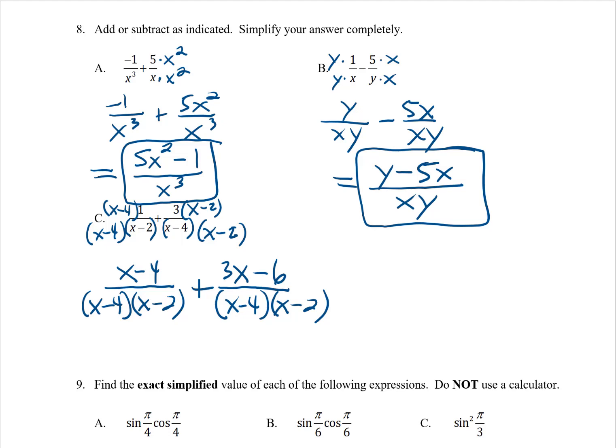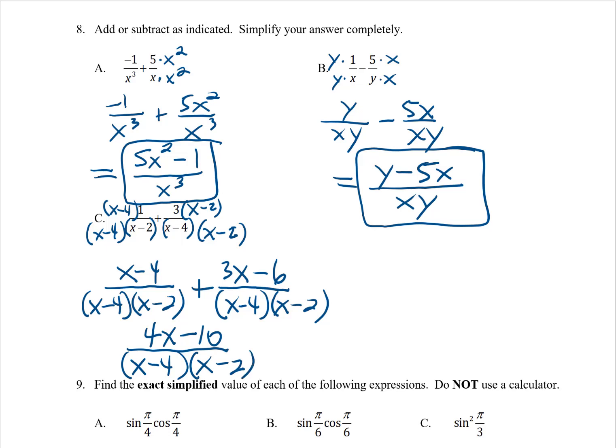So let's see, can we just do it all at once? X minus 4 plus 3x minus 6. So x plus 3x is going to make 4x. And negative 4 plus negative 6 is going to make minus 10. And the bottom stays the same. X minus 4, x minus 2.